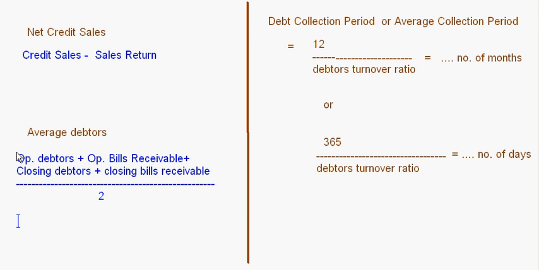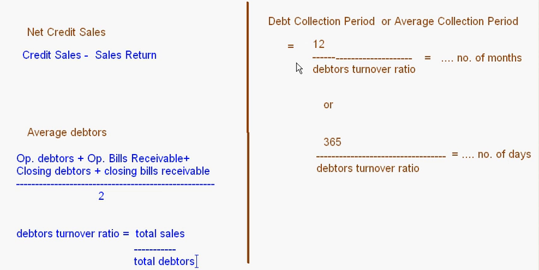In case the question does not specify the credit sales or the average opening debtors or closing debtors, you will just write this ratio, debtors turnover ratio, in that case as just total sales upon total debtors. This we will do if all the information is not available, right?